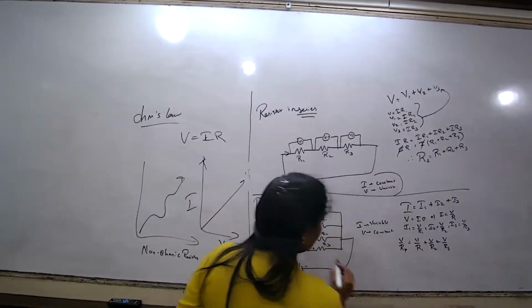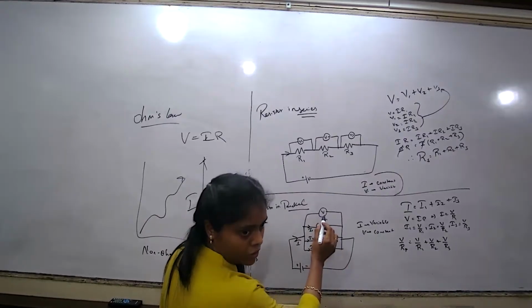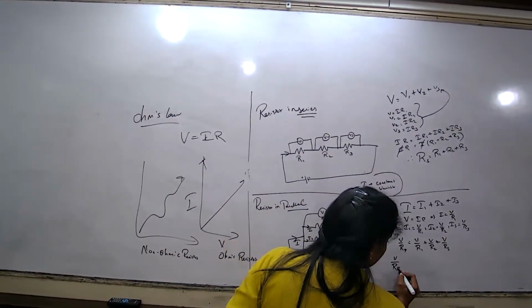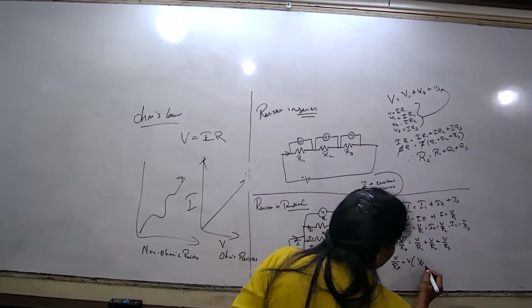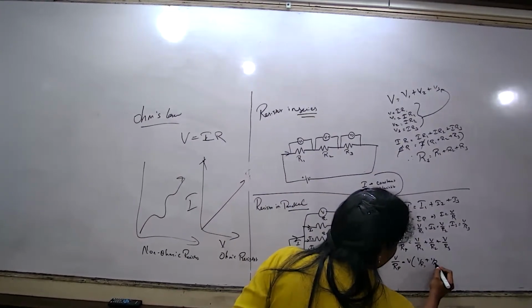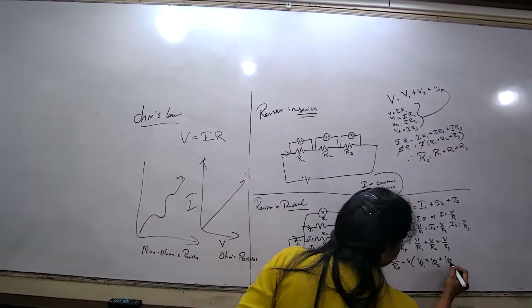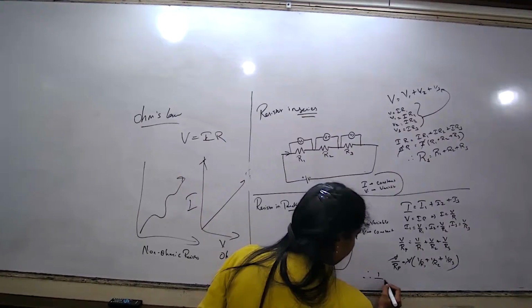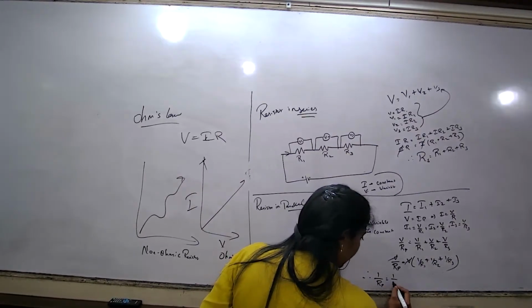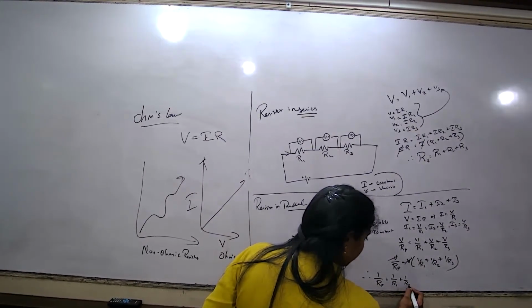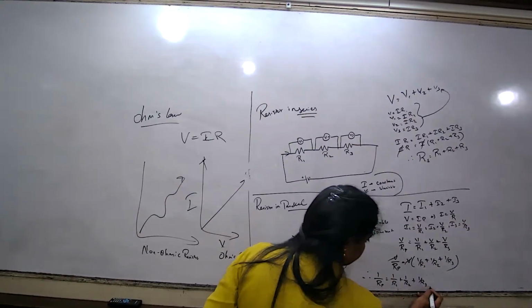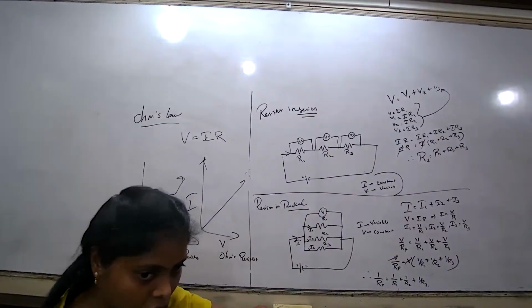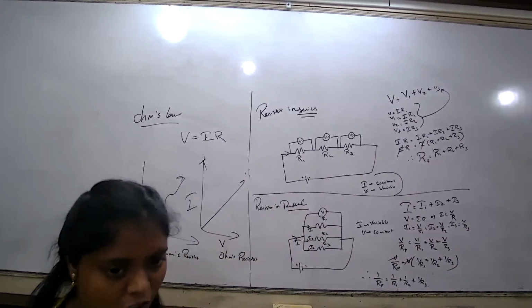I told you in this connection V is constant. So I am taking V as common. So 1 by R1, 1 by R2, 1 by R3. This V and this V got cancelled. Therefore, 1 by Rp equal to 1 by R1 plus 1 by R2 plus 1 by R3. I hope now you understand how we get the formula. This is how we have to derive the formula.